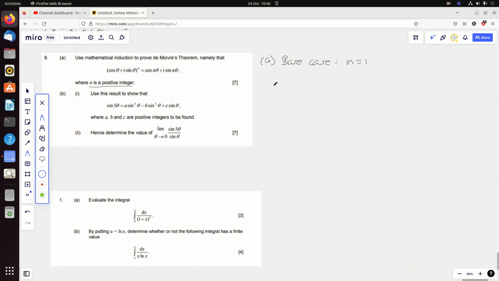So base case n is 1. You've got the left hand side obviously equals cos theta plus i sine theta. And the right hand side, well, that equals cos theta plus i sine theta. Make it look like you have actually considered what's going on when you're plugging in the base case, because it's just trivially true. Hence the result is true for n equals 1. The result holds for n equals 1 for the base case, or basis step, whatever they call it nowadays.